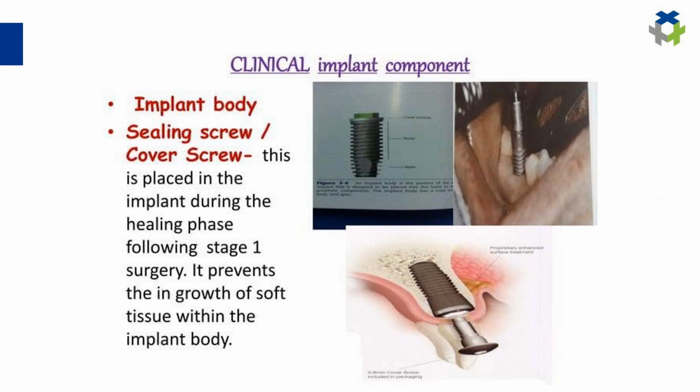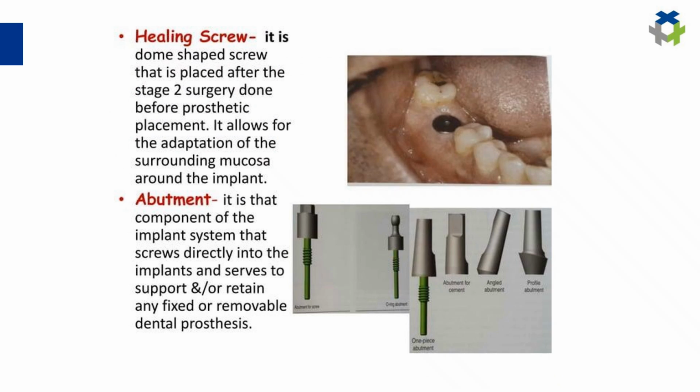Clinical implant components. This is the implant body. Sealing screw or cover screw: this is placed in the implant during the healing phase following stage 1 surgery. It prevents the ingrowth of soft tissue within the implant body. Healing screw: it is a dome shaped screw that is placed after stage 2 surgery, done before prosthetic placement. It allows for the adaptation of the surrounding mucosa around the implant.